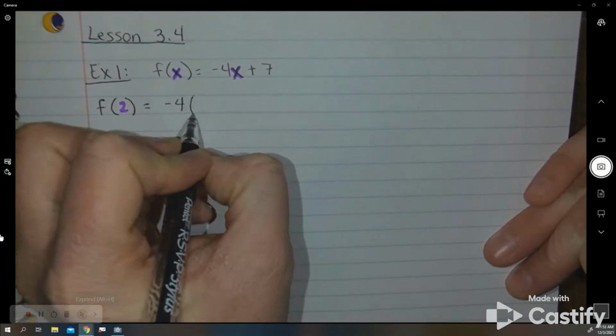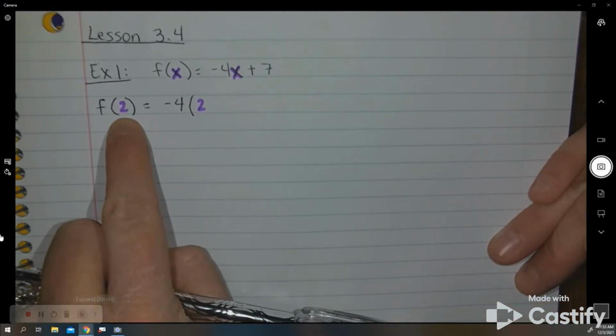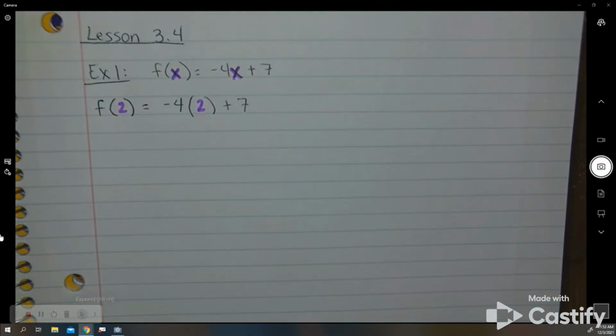So if I plug into my equation here, that x is going to get replaced by 2. That's what this tells us. So if you see something that says f of 7, it means they want you to plug in 7 for x. It's just a different way of telling you that information.